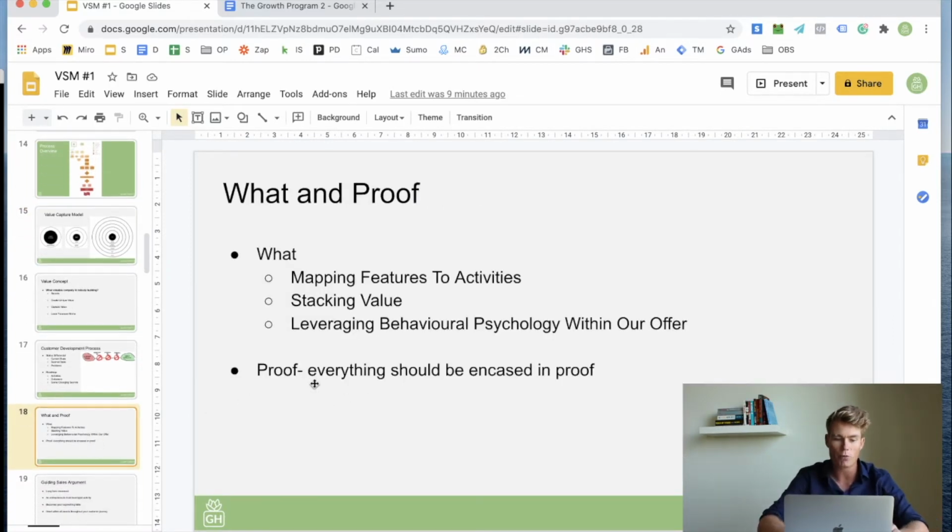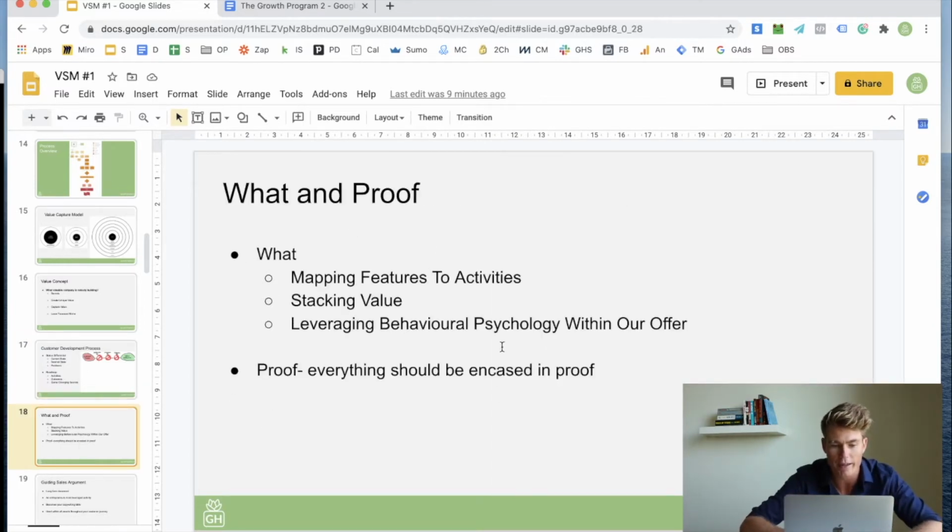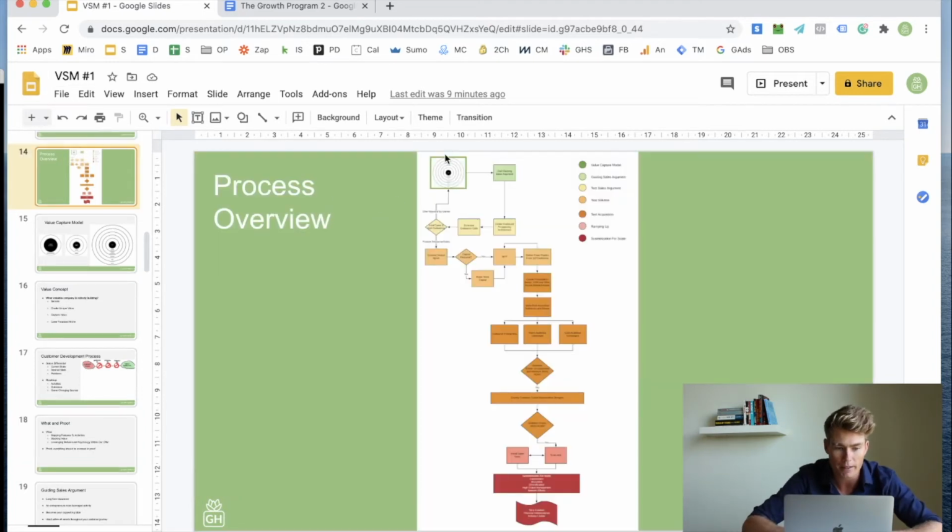And then we move down into the proof. So everything that we do needs to be in case by proof. We need to show that we can achieve the results that we say that we can achieve, and that we can take our clients from that current state to desired state. So everything that we do within our communication needs to be layered in proof. So that completes the value capture model, which we will create as part of the first step in our program.